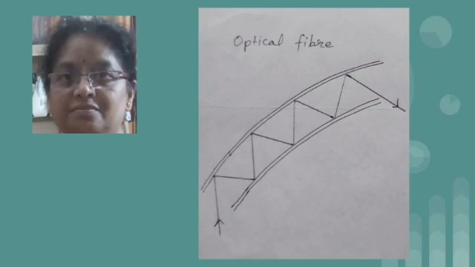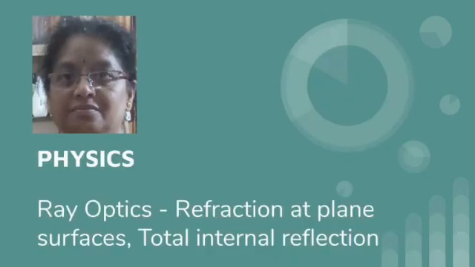Even if the fiber cable is bent or twisted in any manner, the transmission of light takes place as the total internal reflection occurs without any interruption. Now, the application of these optical fibers. These are useful in many ways. In medical and engineering applications, it is very much useful.